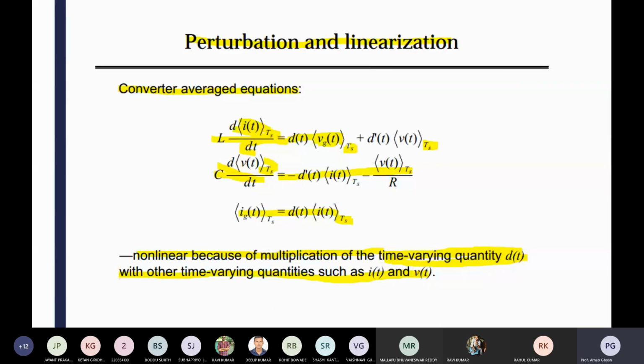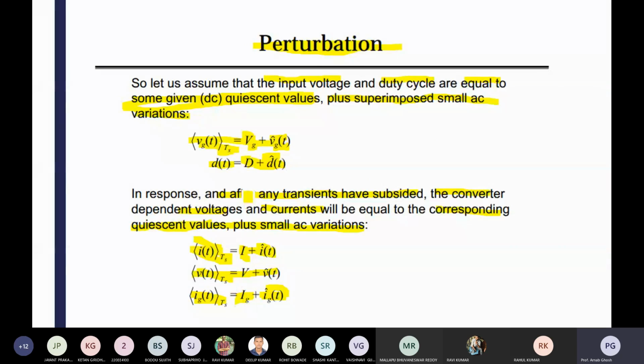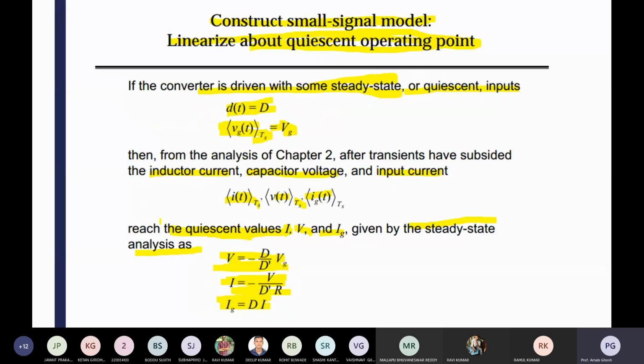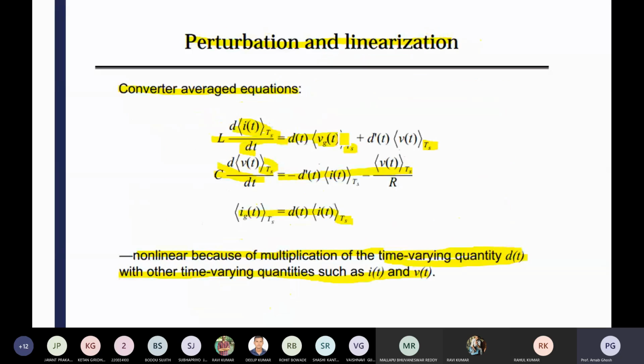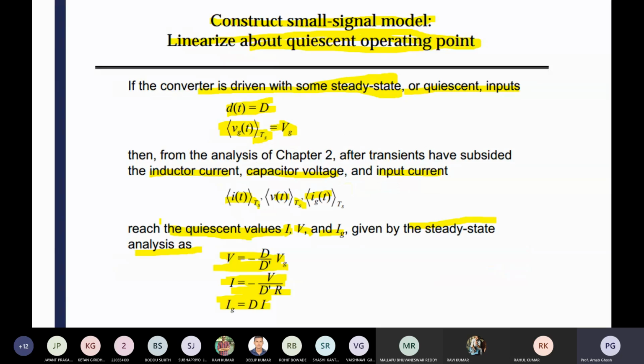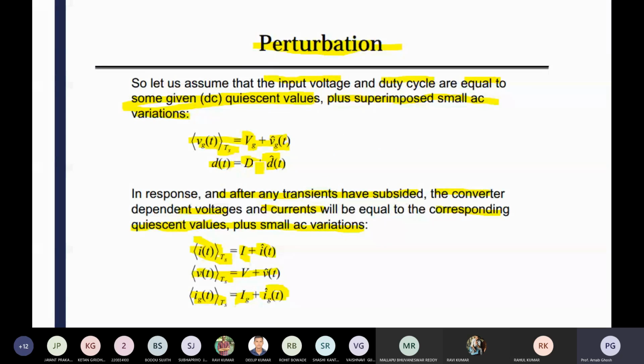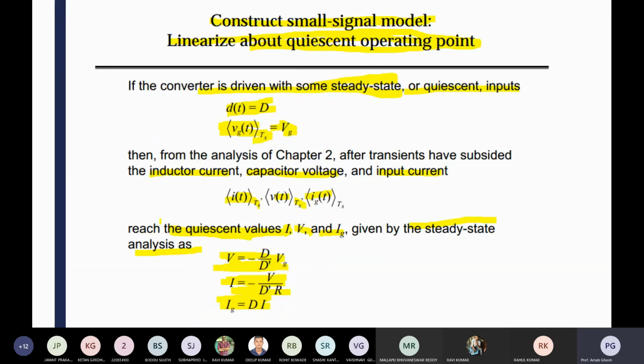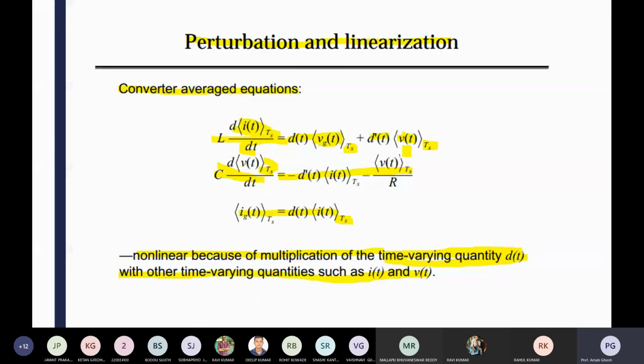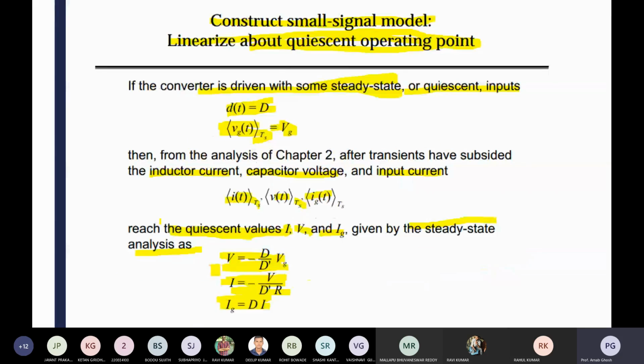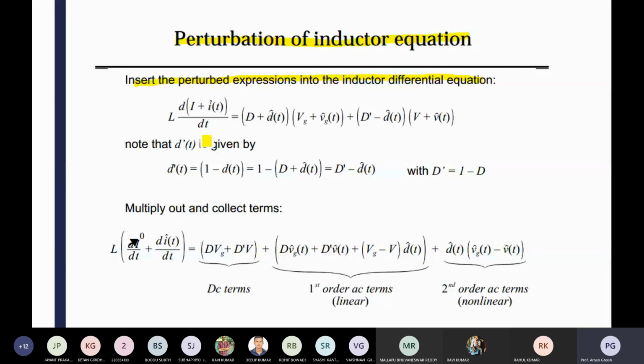Vg, what is the expression of Vg? Vg(t) is capital Vg plus v cap g t. Then d dash t will be replaced again: d dash t equals d dash plus d cap dash t. And the expression of v(t) is V plus v cap t, that we are replacing. So all the terms we are replacing that way, and finally we will get the expression.